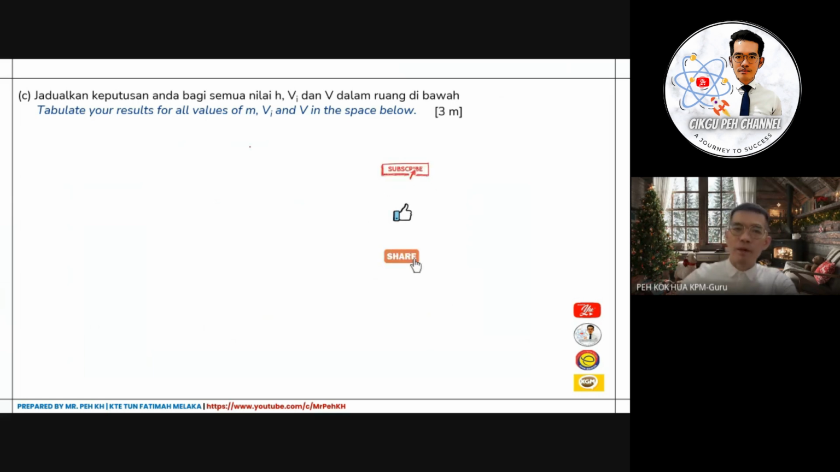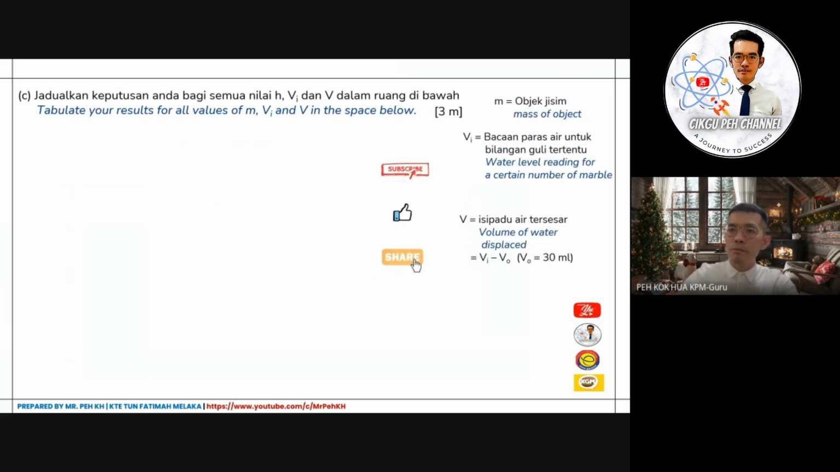Here you need to identify what the symbols M, Vi, and V represent. M represents the mass of the object, which is the mass of 1 marble, 2 marbles, and so on. The Vi here will be the water level for a certain number of marbles. For example, when we place 1 marble into the measuring cylinder, the water level shown will be V1.